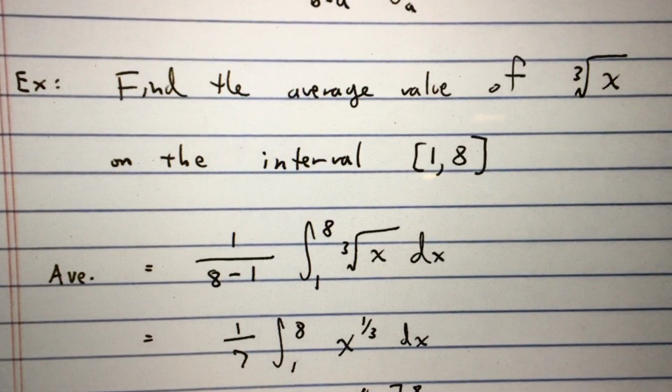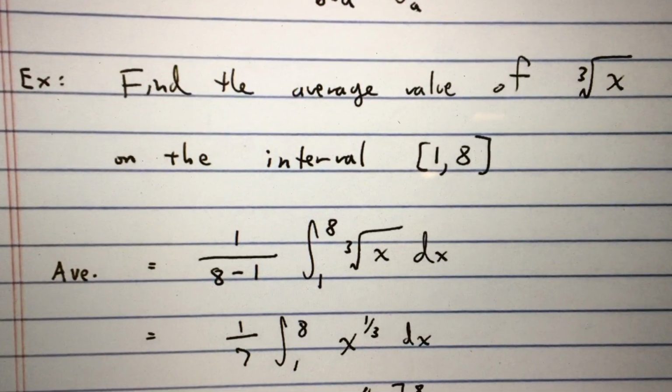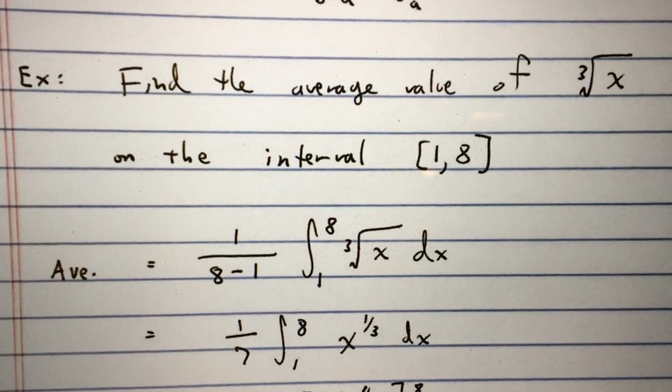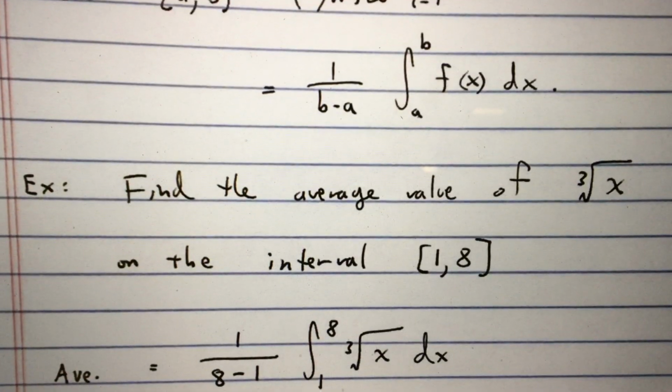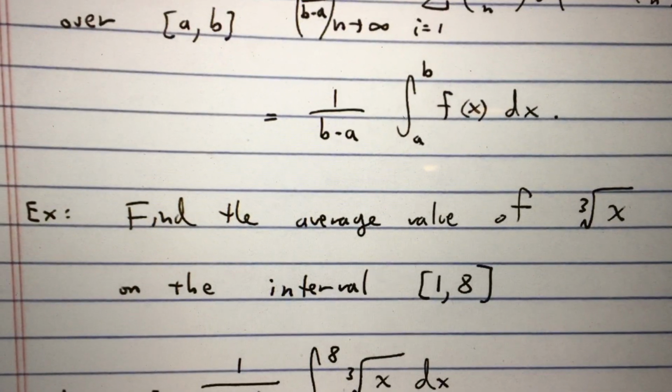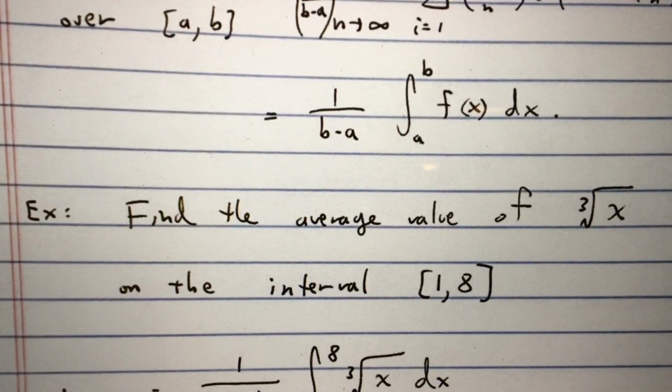All right, here's an example. We want to find the average value of the cube root of x on the interval 1 to 8. X goes from 1 to 8. So remember the formula that came out to 1 over b minus a, integral a to b of f of x dx.